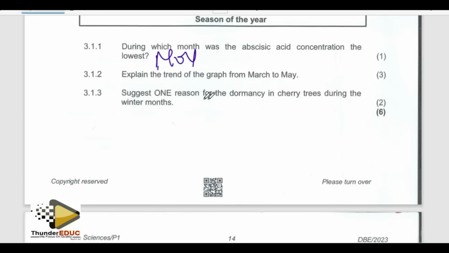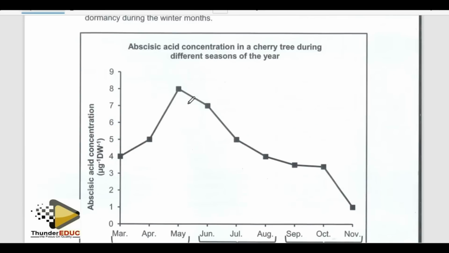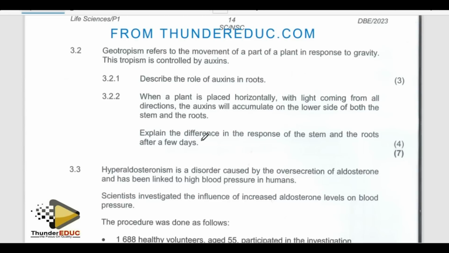All right, suggest one reason for dormancy in cherry trees during winter months. Why do they shed? Why do they undergo dormancy? So that it minimizes the amount of water loss to the atmosphere. Don't forget that water loss is most especially through leaves. So when you shed the leaves, it means that you are minimizing the amount of water being lost to the atmosphere during this period of dryness. Yes, the next question.